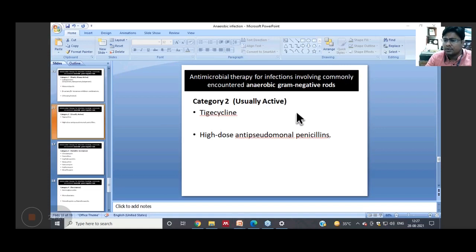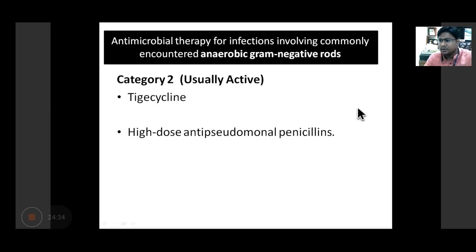Okay, fine. So we were discussing this. I am repeating the first slide. I was discussing some categories, category wise treatment.